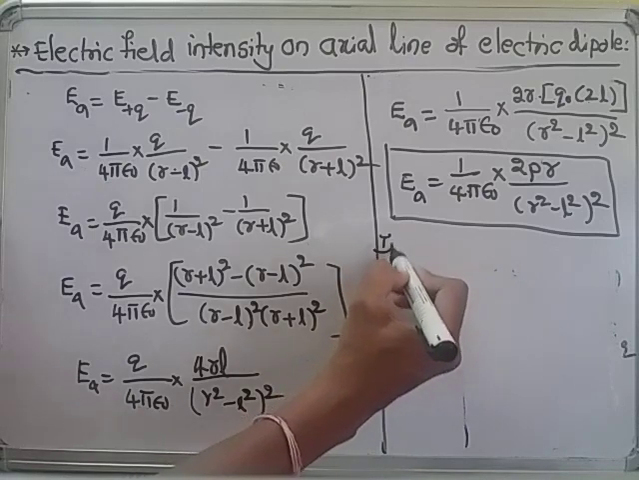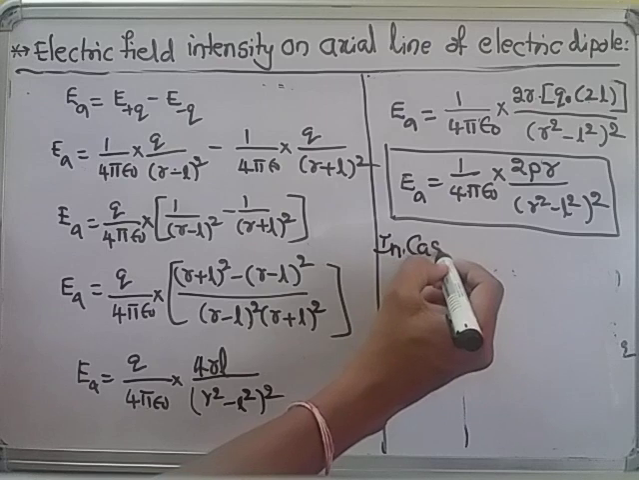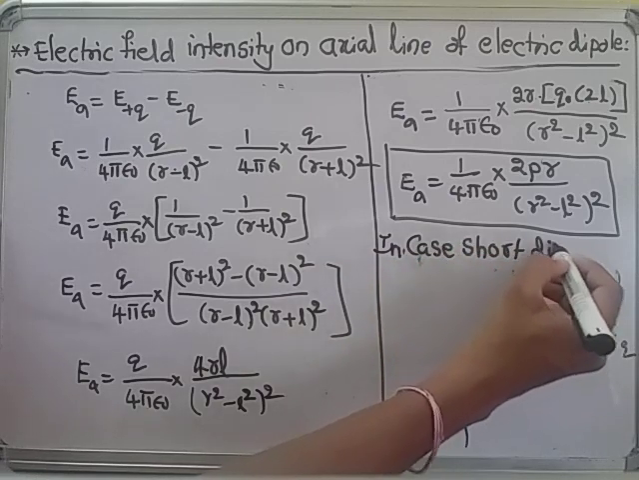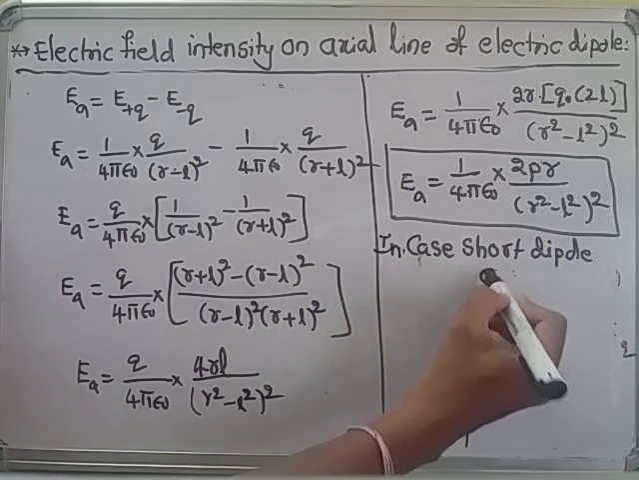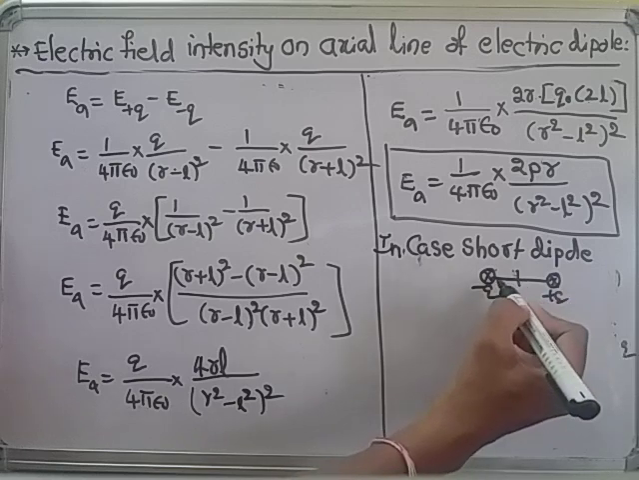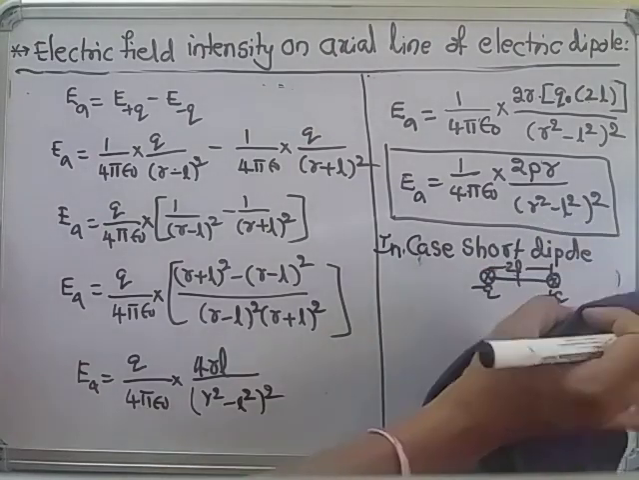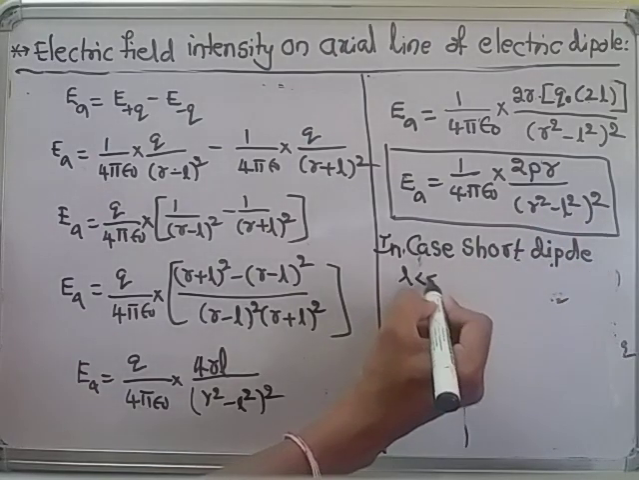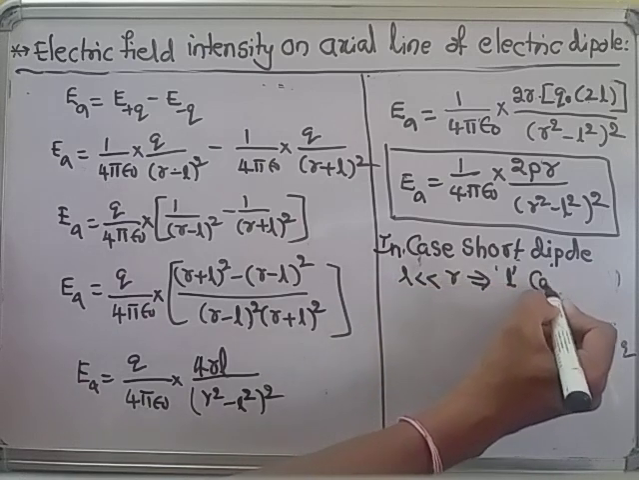And in case of a short dipole, short dipole means dipole length is very less. In case of a short dipole, if this is the dipole with minus Q and plus Q, and 2L is the dipole length, I am taking it as a small length, that means I am taking the length L is less than R, then L can be neglected.